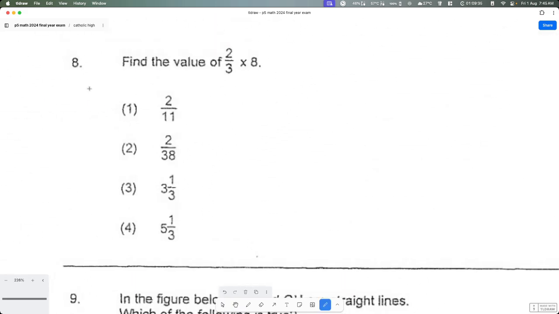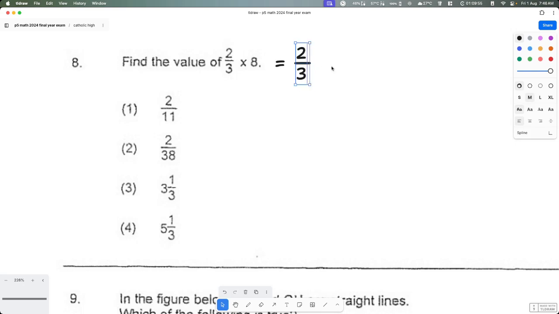Okay, question number 8. Find the value of 2 out of 3 times 8. Okay, so in this case, pretty straightforward, I would say. So 2 out of 3 of 8, if I were to make it into a fraction, 2 out of 3, right? So we just multiply it. So 8 is also represented as a fraction. If you remember, it will look something like this, right? It should be 8 out of 1. Okay, so you can multiply. So 8 times 2 times 8, right? Pretty straightforward.